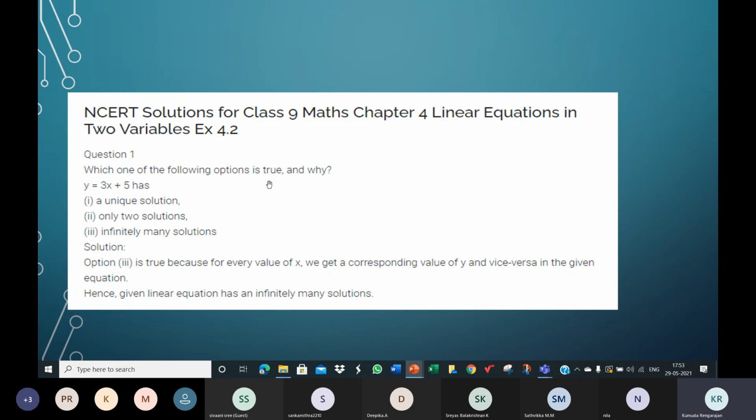Which one of the following options is true and why? That's what is the question. So this one is a linear equation in two variables x and y. For different values of x, you can find the corresponding values of y. Which means you can find so many solutions to this equation, which again means that it has infinitely many solutions.